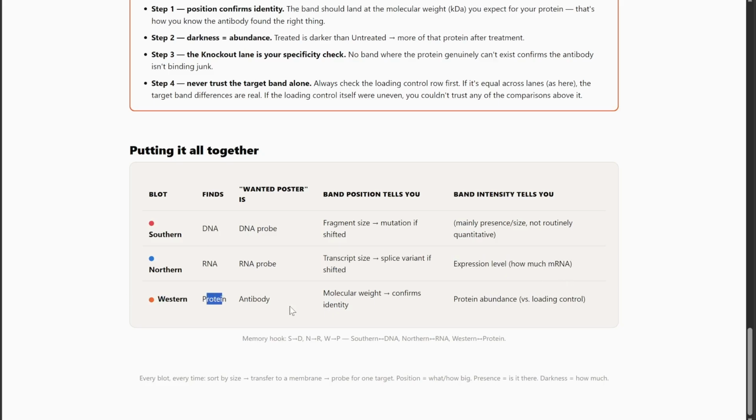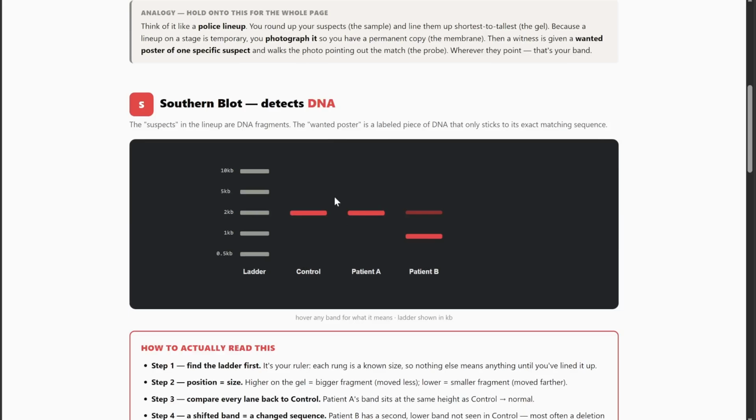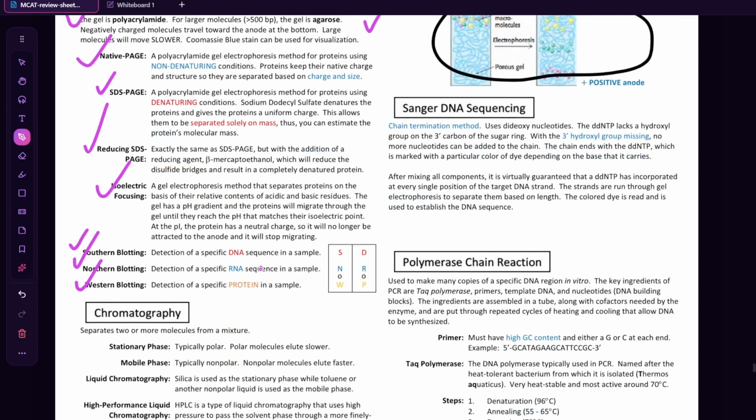Western blot will show you the protein, usually using antibody, right? And then molecular weight confirms the identity. And the band intensity itself will tell you the protein abundance. So the band position and the band intensity will tell you something, and that's how you read, at a very basic level, the blots. All right, going back to the meltdown, we went over native PAGE, SDS, reducing, isoelectric, Southern, Northern, Western, in a lot of detail.